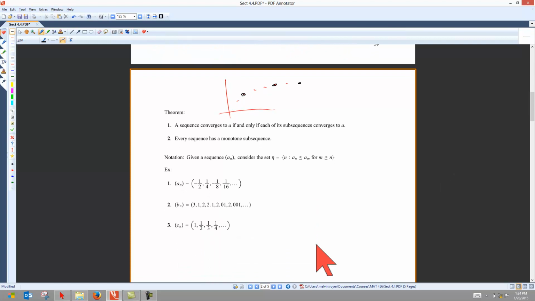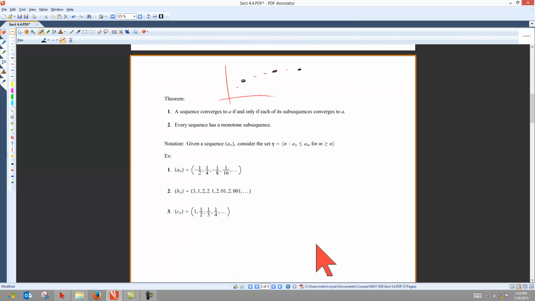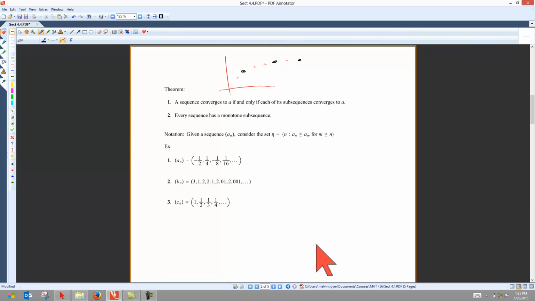The other part, kind of unrelated to this theorem, is that every sequence has a monotone subsequence. So let's actually prove that. It's a little tricky, at least the notation is. If I start with a sequence a_n, let's consider the set of integers, eta. It's every integer n, and here is the definition.